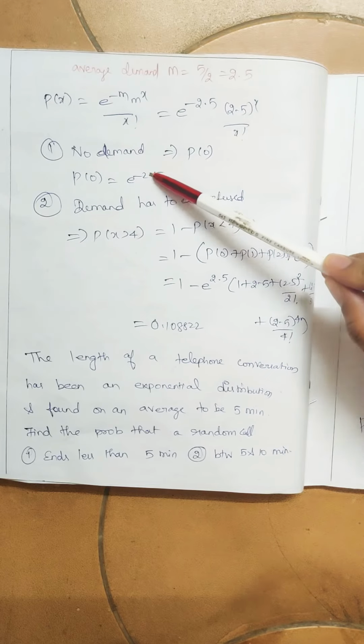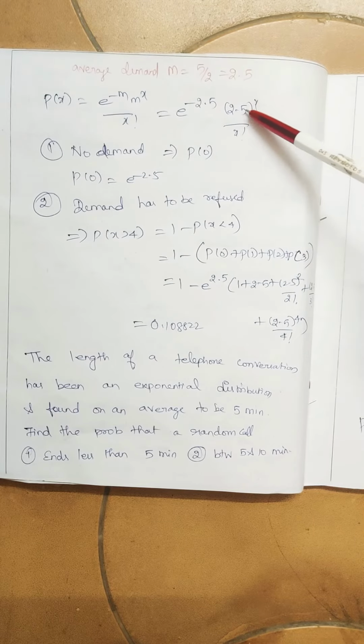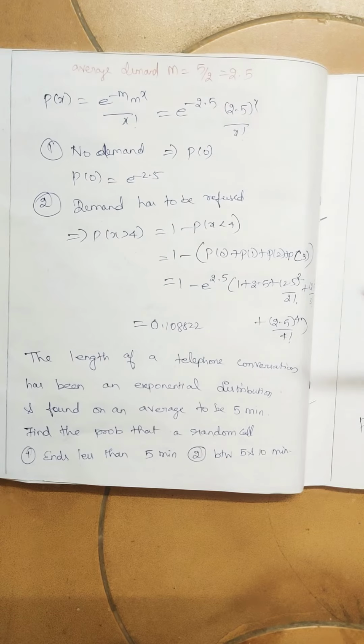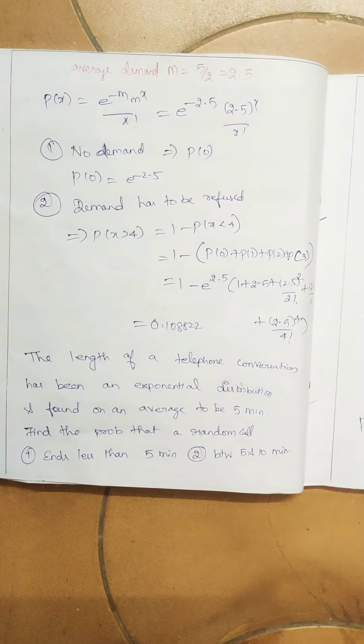There is no demand. When there is no demand, then it is p of x is equal to 0. So wherever x is there, substitute 0. Anything power 0 is 1, 0 factorial is 1. So what you will get? e power minus 2.5. Simple. And the next one is demand has to be refused. When they will say that we cannot hire you a generator set, because already they are having 4. When they can say that no, we cannot give.